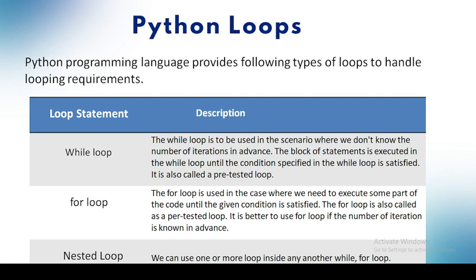Next we have another loop, called the for loop. The for loop is used in the case where we need to execute some part of the code until the given condition is satisfied.